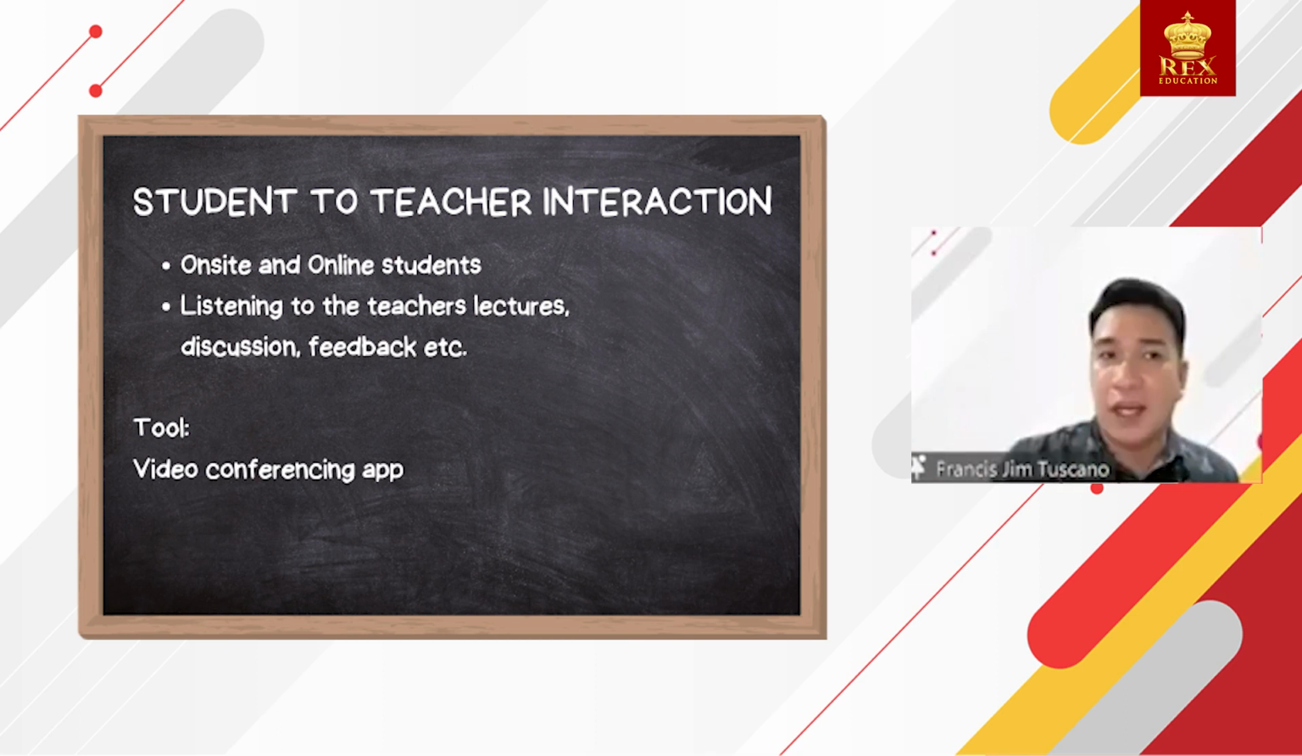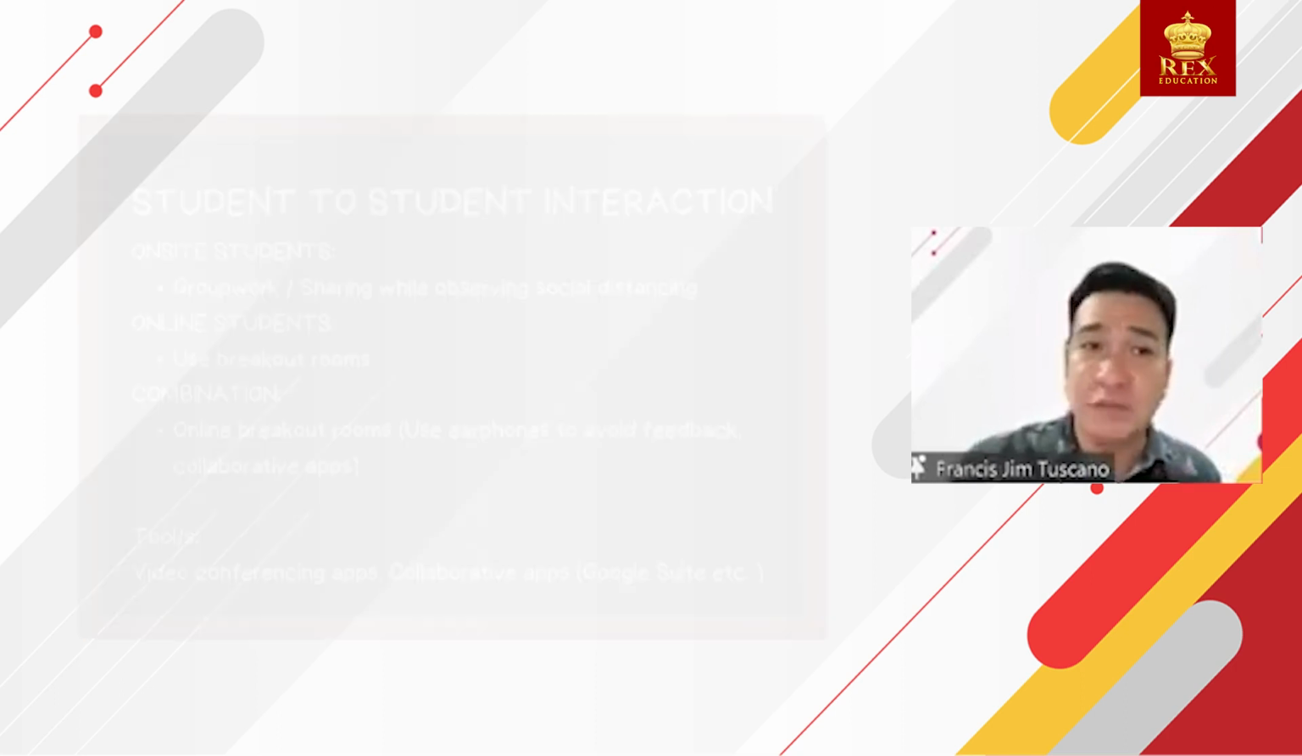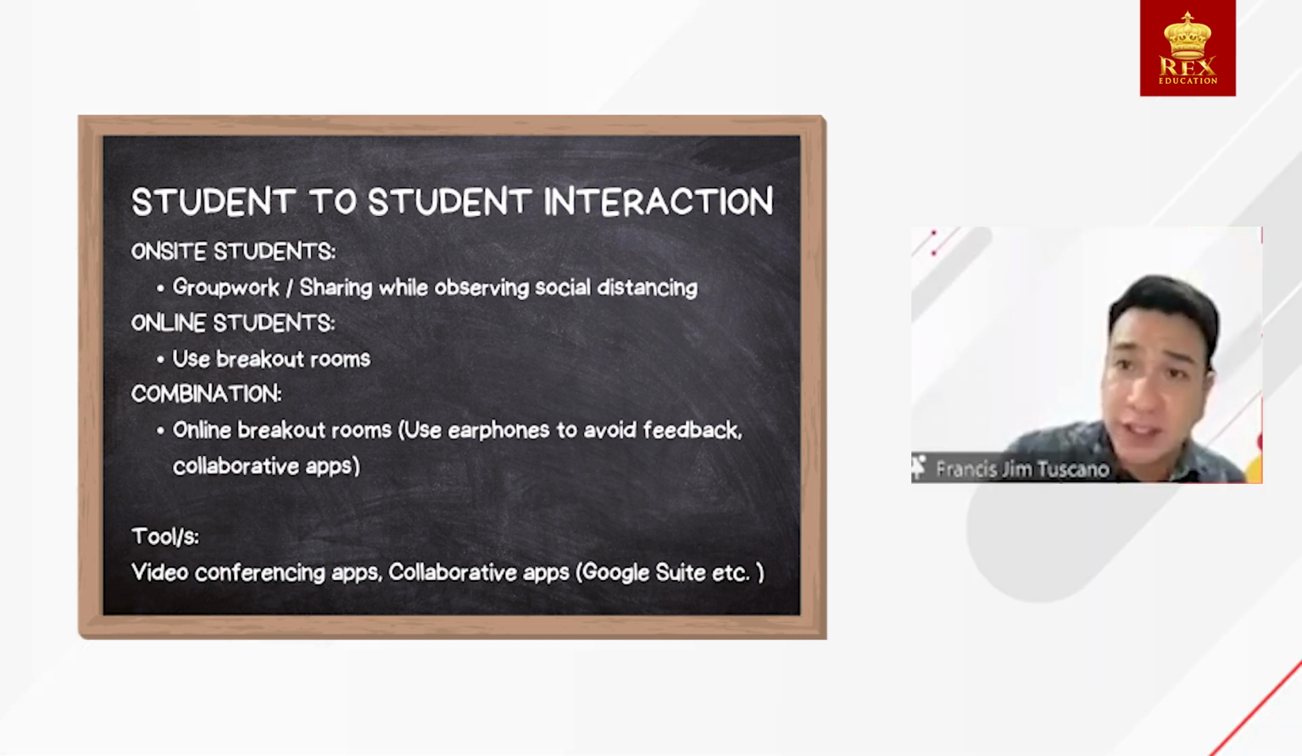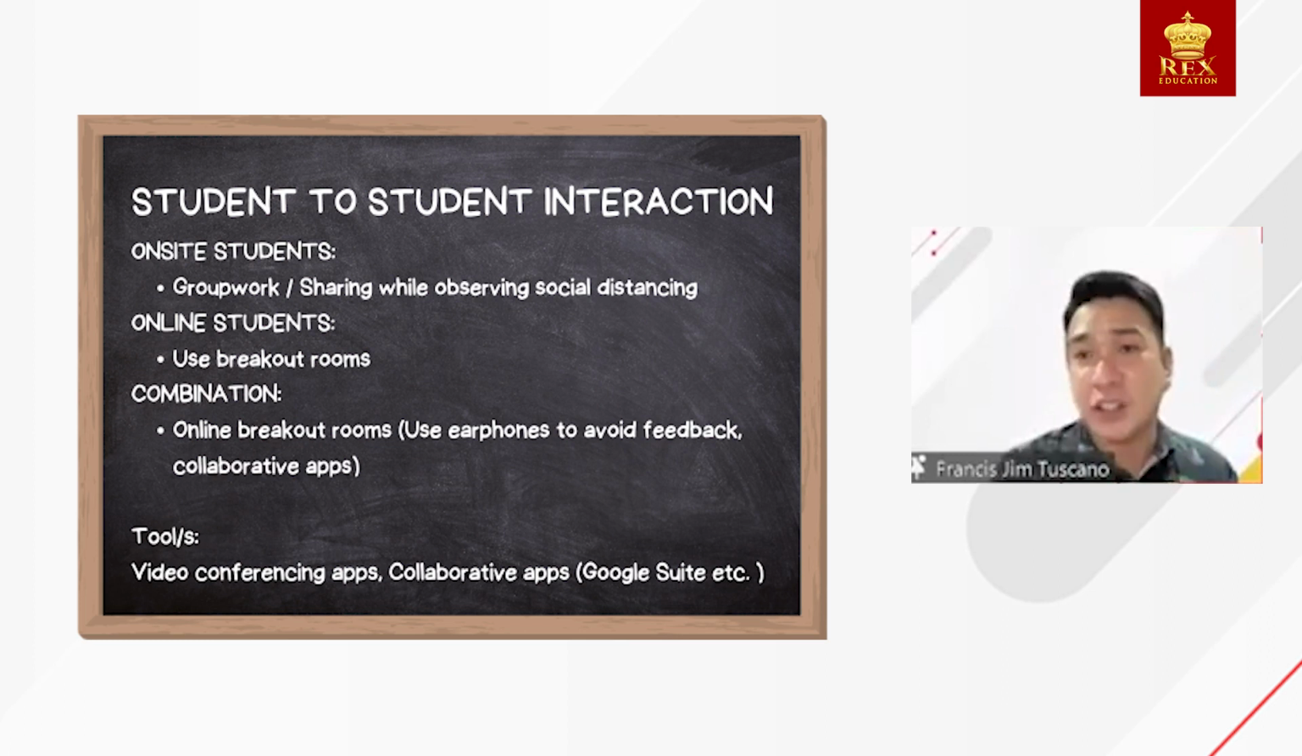Okay? Now, what about the other ways of interaction? We also have student-to-student interaction. For on-site students, this could mean group work or group sharing while observing social distancing. This could be a pair work, dyad work, triad work, group work, or whatever. But remember, one of those guidelines is actually social distancing. Diba? So how do we then ensure that our students are following social distancing? Dapat may rules tayo. Diba, akala natin babalik na tayo sa classroom, tuwang-tuwa na, meron tayong social interaction, limited pa rin in terms of distance.